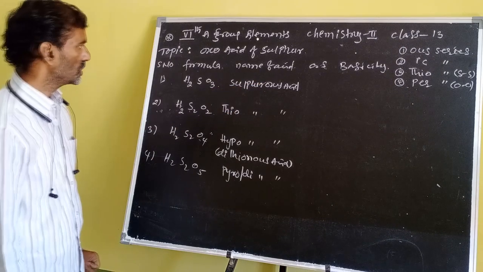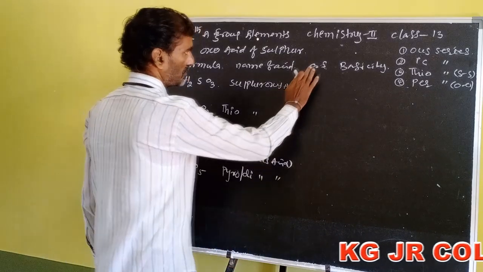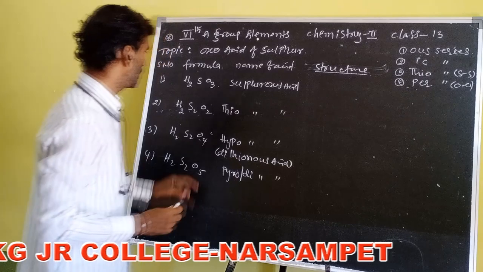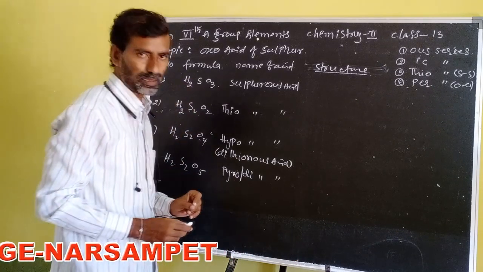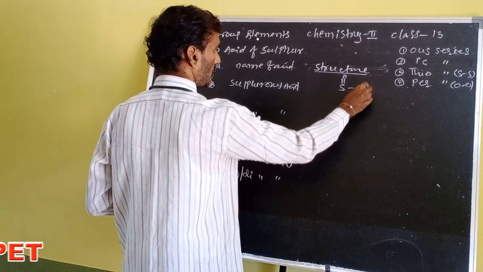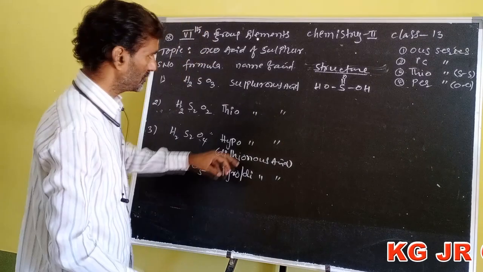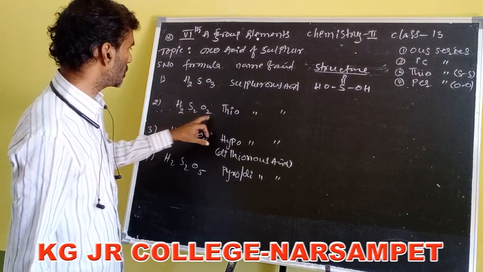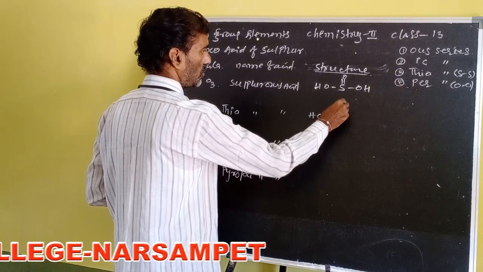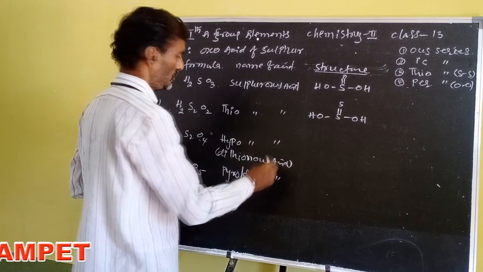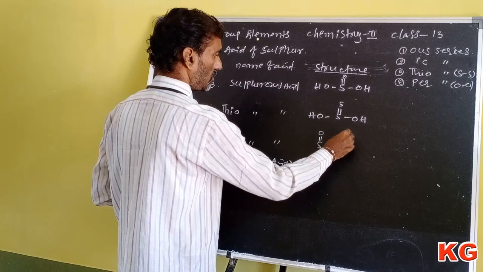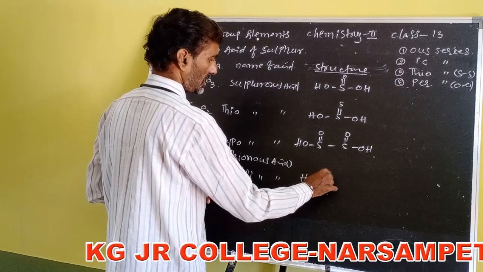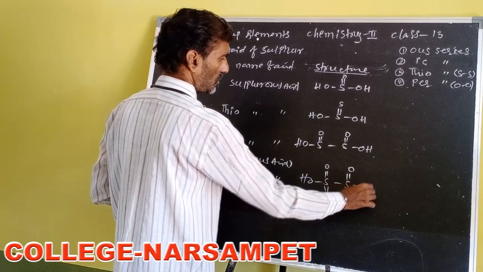Okay students, next term is oxidation state and basicity. Oxidation state we can easily calculate with the help of structure. First of all, the structure of H2SO3: the central atom is sulfur, S double bond O, OH and OH. Next, H2S2O2: OH, S, S, OH. Next, H2S2O4: S double bond O, S double bond O, OH and OH. H2S2O5: OH, S double bond O, S double bond O, S double bond O, OH.